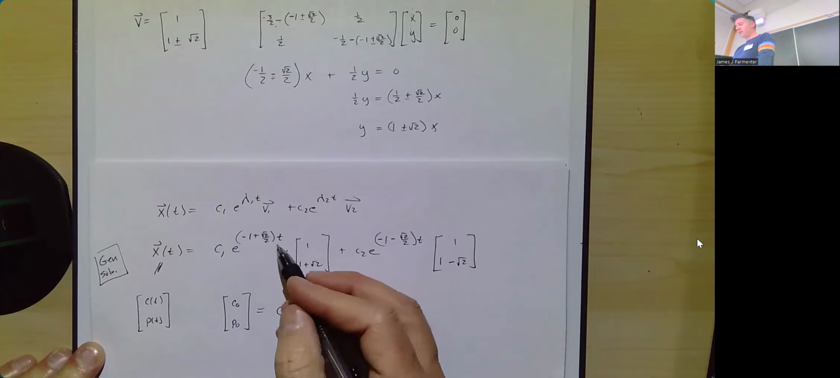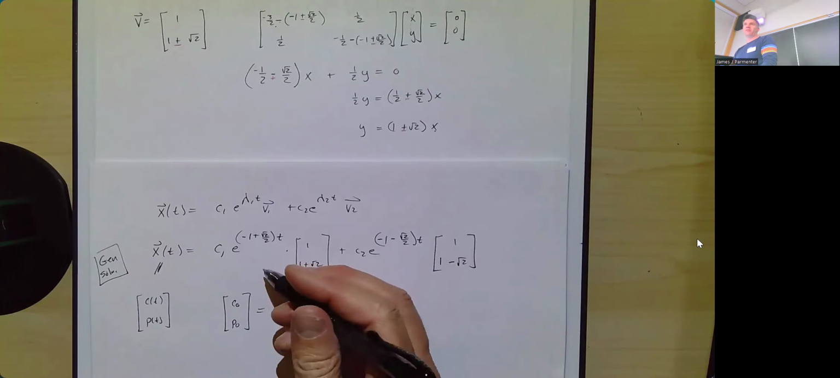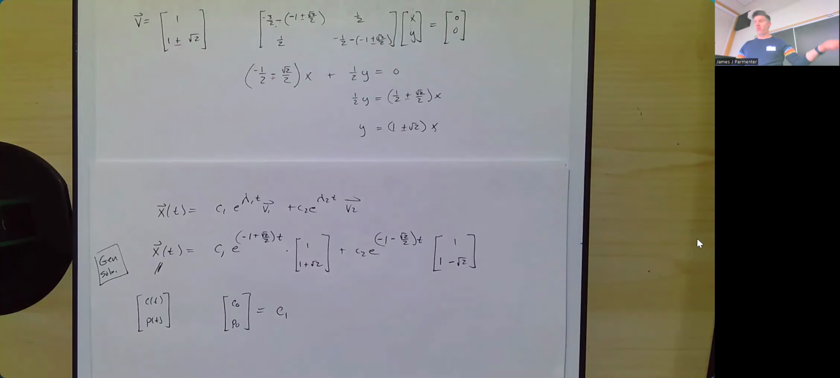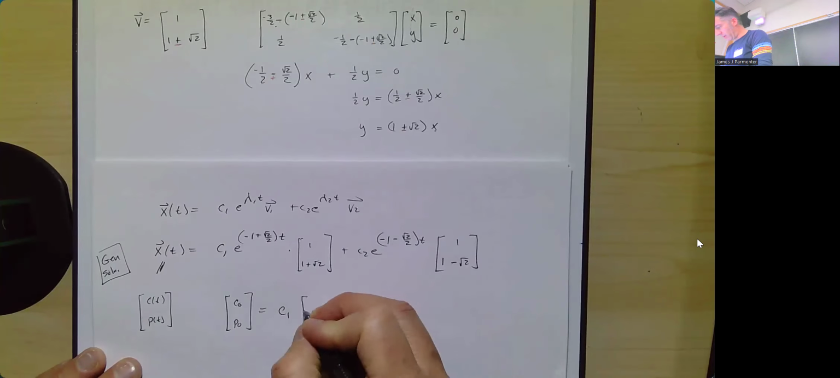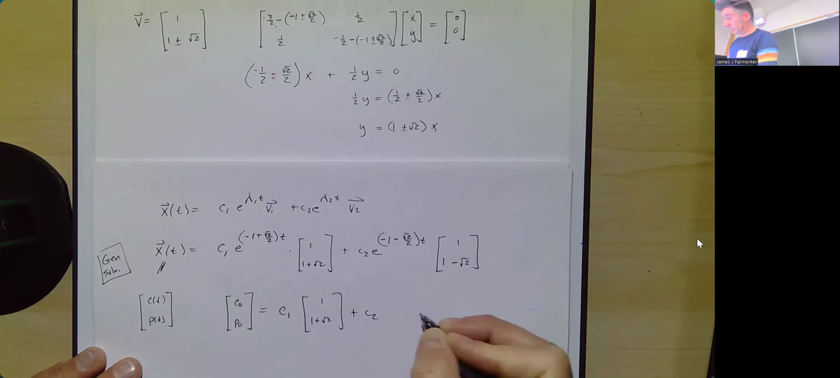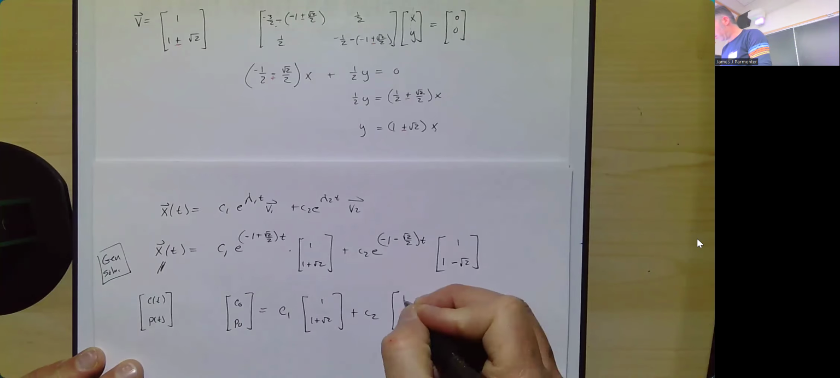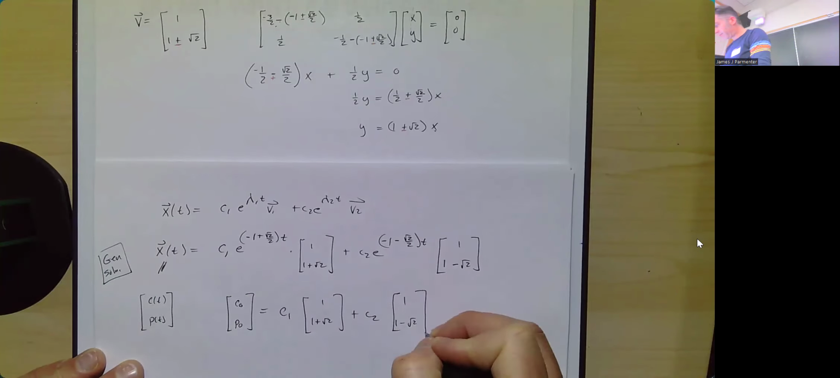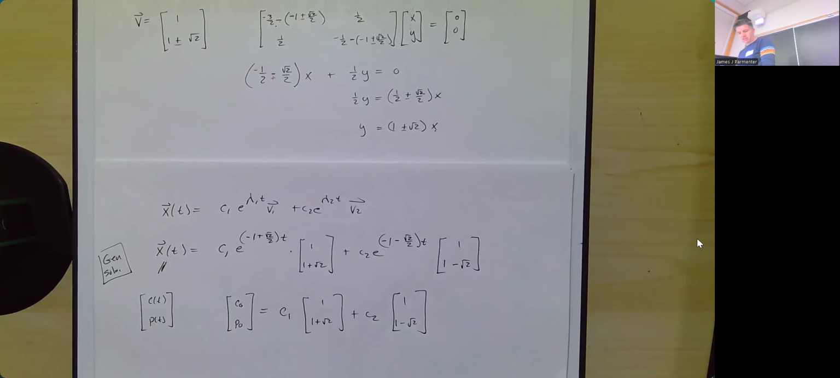C1 times, I don't need e to the anything because we're plugging in. Occasionally someone will be horrible and give you a non-zero initial value for your time. It's awful. Then you have e to the something and you have to deal with that too. Almost never happens. So then we've got C1 times 1 plus √2 plus C2 times e to the 0 times 1 minus root 2.